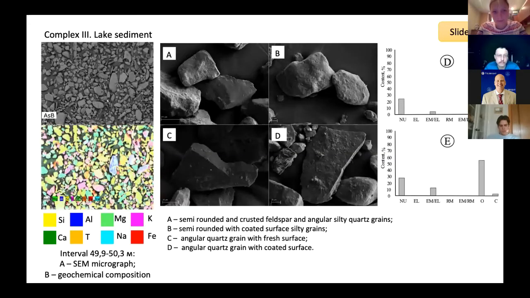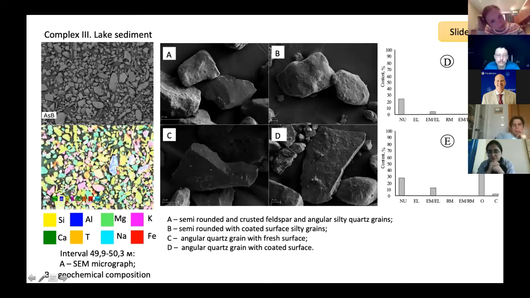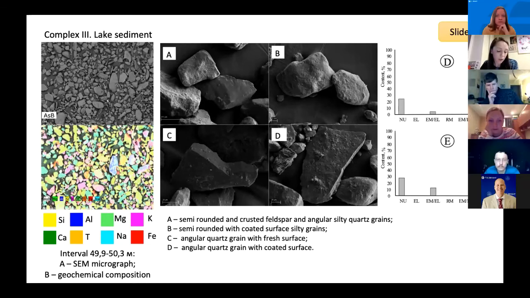And complex 3, it's a little bit higher up the profile. It's sediments of a lake. We can make mineralogical analysis as well, and it shows that feldspar content is higher than quartz, and additionally deposits representing lake environment have a silt-size grain.